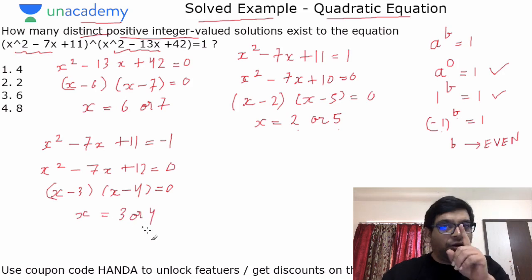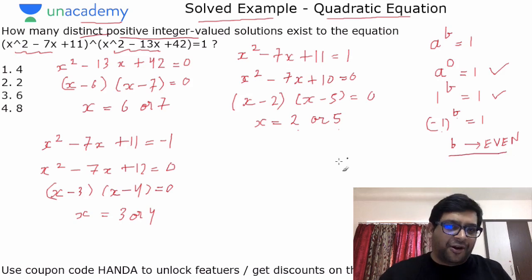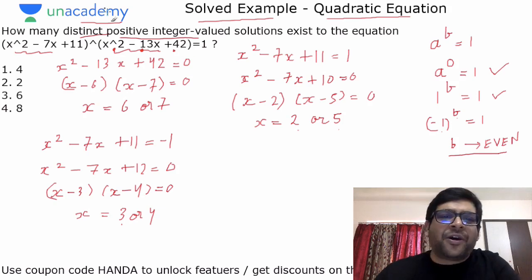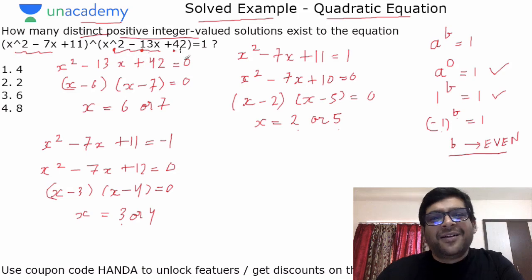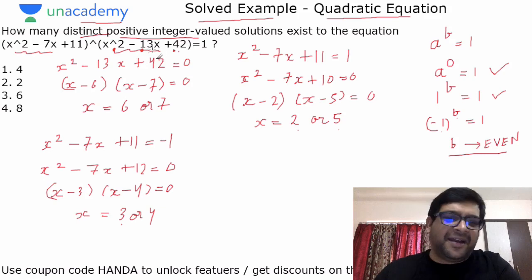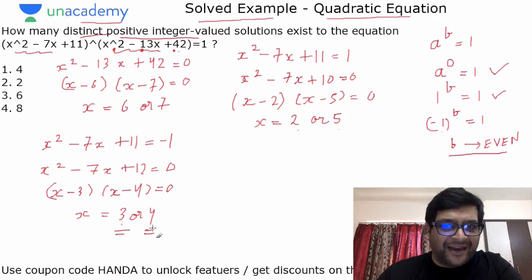Is this good enough? No, this is not good enough because I also need to check whether b is even or not. So when I put 3, what happens? When I put 3 here, this will be 9 minus 39, so that is minus 30. Minus 30 plus 42 is plus 12, which is even. So this works. If I put 4, no need to even check the actual value because 4 square is even, 13 into 4 is even, 42 is even. Adding even, subtracting even will remain even. So once again, both 3 and 4 are valid values.